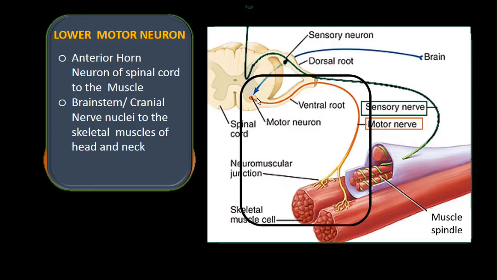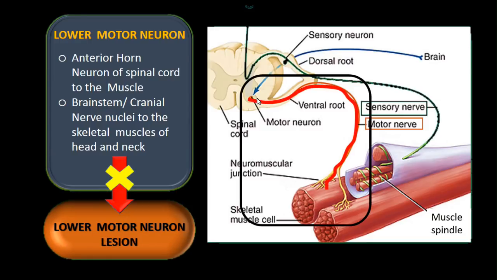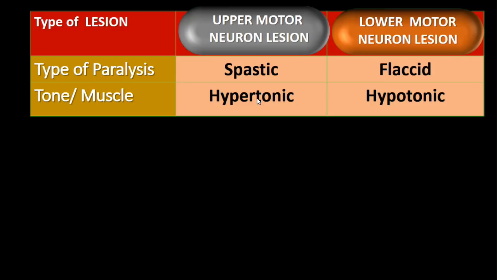Now, anything that would affect the anterior horn cell of the spinal cord and their corresponding nerve, myoneural junction, and muscles can produce several clinical findings which we refer to as lower motor neuron lesion. So let's try to dissect them.